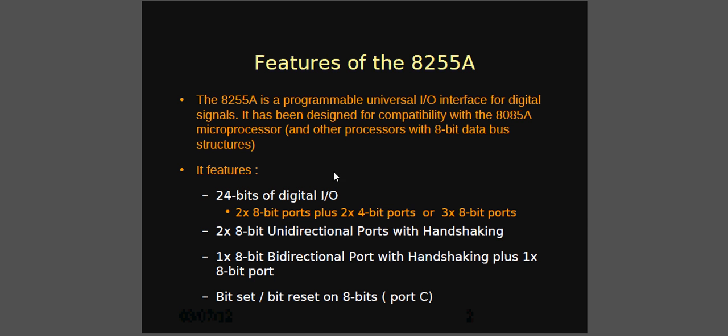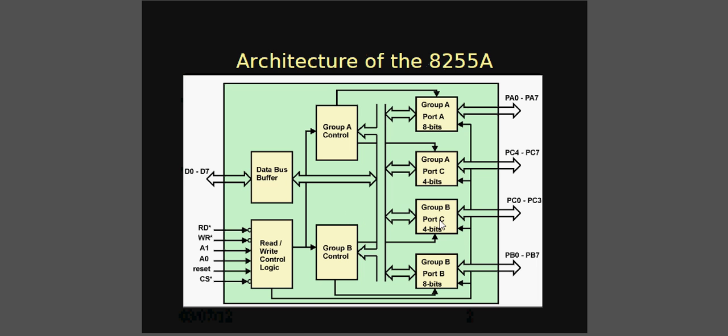These are the features of the chip: it has 24 bits of digital I/O, and you can make it into two configurations. The first one is you can have four ports, in which two ports are 8-bit size and the other two ports are 4-bit size. Based on this, you can see here we have three ports: port A, port C, and port B.